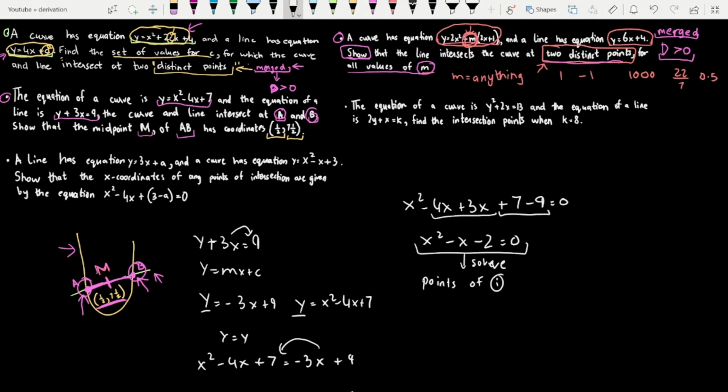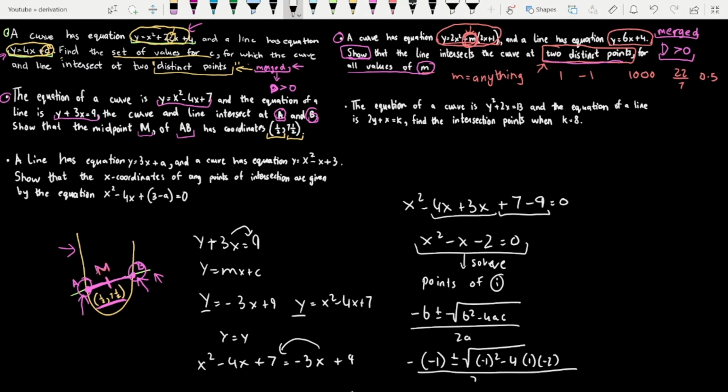I can use all sorts of different methods. I can use quadratic formula. I can use the vertex form method. I can use factorization. And I'm just going to use my quadratic formula. So I'm going to have negative b plus minus square root b squared minus 4ac over 2a. So I'm going to have negative, and my b is minus 1, so I put that in there. And then I'm going to have minus 1 squared minus 4, a is 1, and c is negative 2. And then 2 times 1.